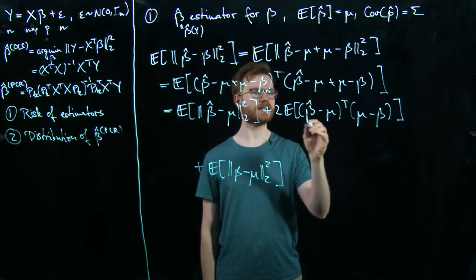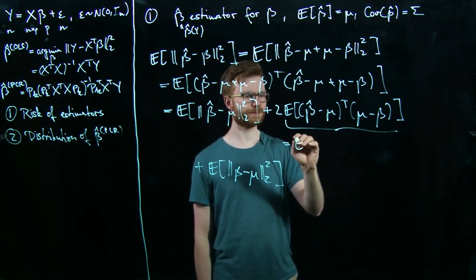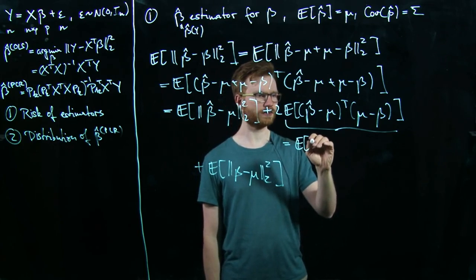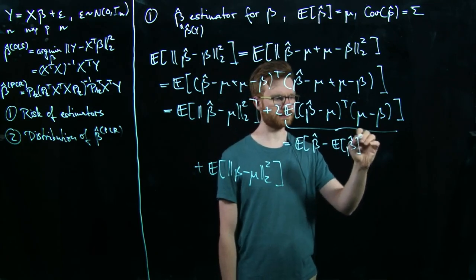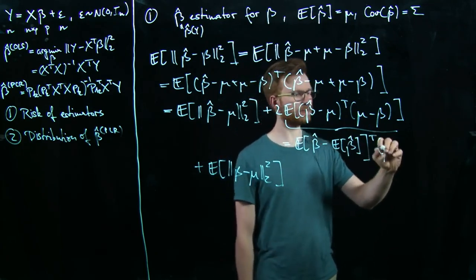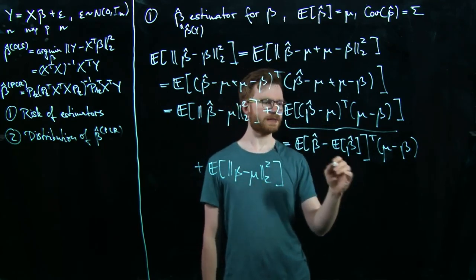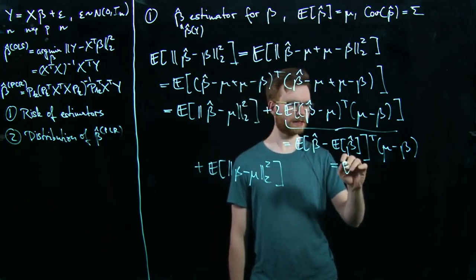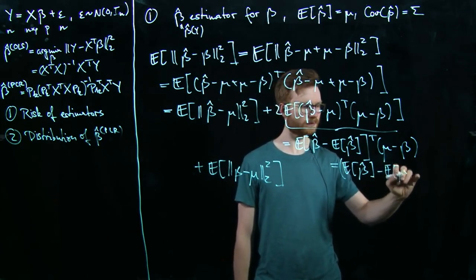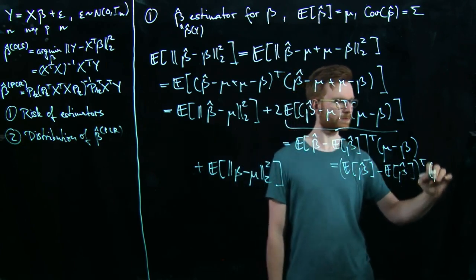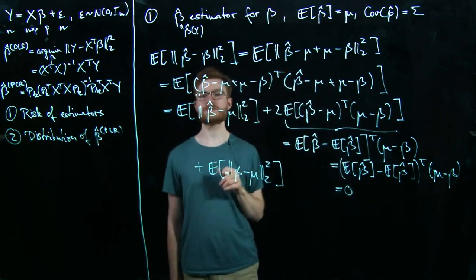OK, so now look at this. What's actually going on here is that this is the same as the expectation of beta hat minus the expectation of beta hat. And then I can pull this out because this is a deterministic quantity. It's not random at all. And that means that further, I can pull out the expectation. And this is 0. So the cross terms actually vanish.